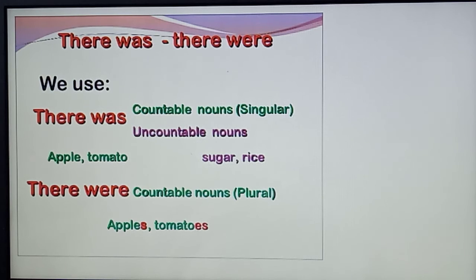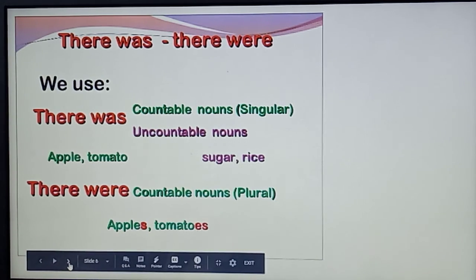So now let's do it again. There was an apple. The first letter of the word apple is a vowel, so you're going to use an. You're going to use a if the first letter of the word is a consonant, like T, a tomato. So there was an apple. There was a tomato. Next, there were apples. There were tomatoes. As simple as that.